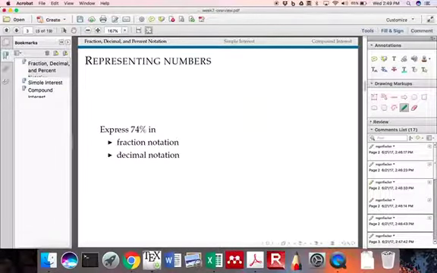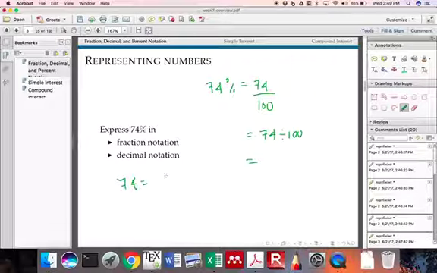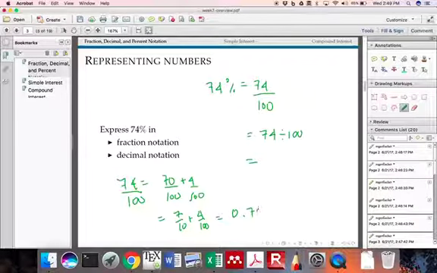So anyways, let's write this in decimal notation. 74% equals, by definition, 74 over 100, which we know means 74 divided by 100. And that means I'm going to take 74. Remember, this is 70 plus 4. So if I divide this by 100, I divide both of these terms by 100, and that's 7/10 plus 4 1/100ths. Recognize that. 0.74. So that's how you write a percent in decimal notation.